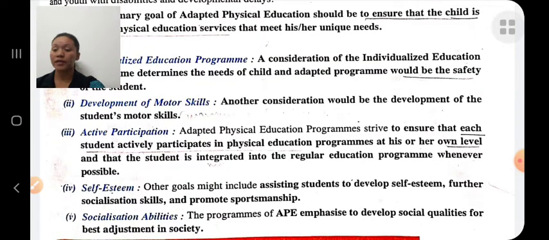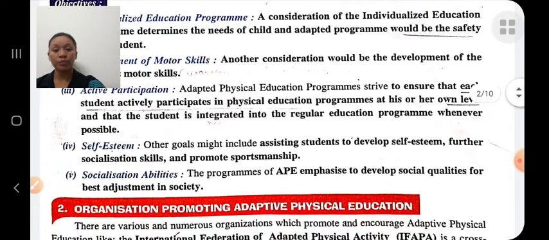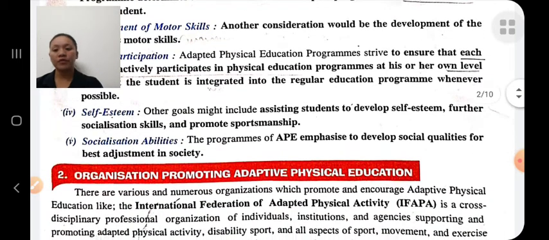Self-esteem. This adaptive physical education program should also develop confidence in a child. Socialization skill, develop sportsmanship spirit, and last, the adaptive physical education program also develops the social quality, develops socialization ability in him so that they can easily adjust in society and live happily with other persons. These are the objectives of adaptive physical education.